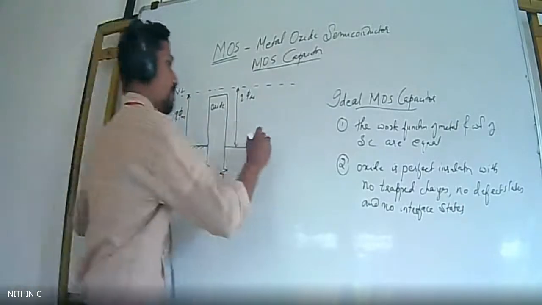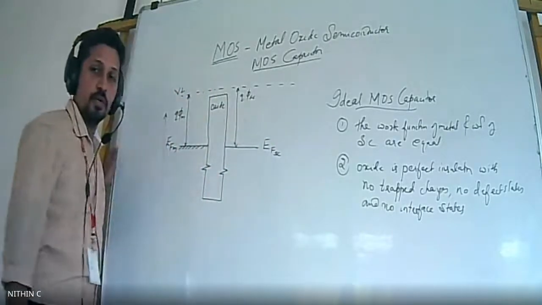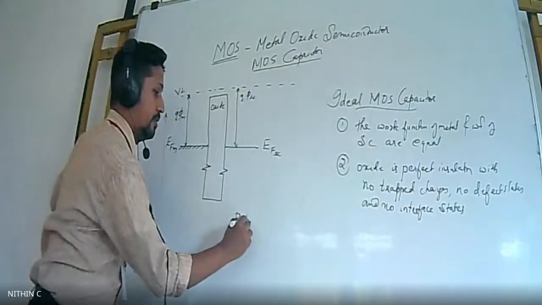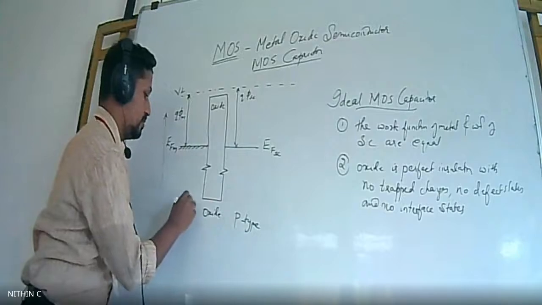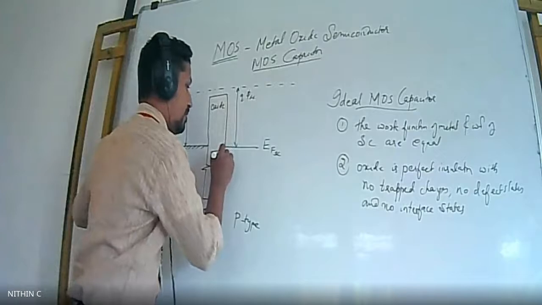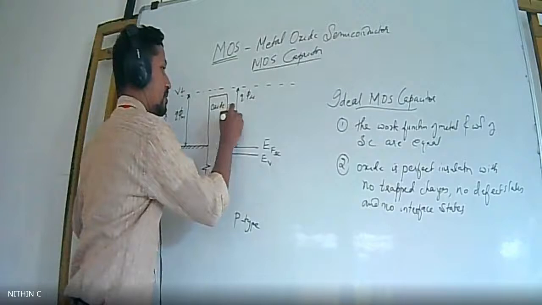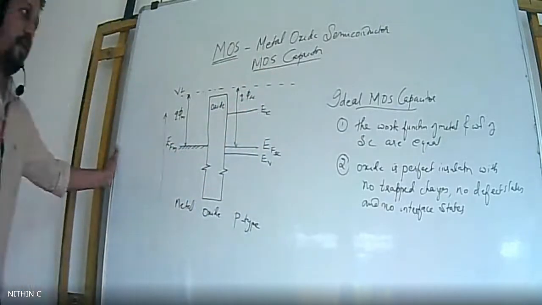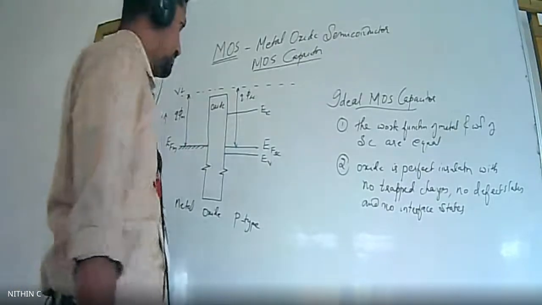Now, what should be the position of the valence and conduction bands? The valence band is close to the Fermi level since we are dealing with P-type. This is the oxide layer, and this is your metal. This is how we form the energy band diagram of a metal-oxide-semiconductor. The valence band has to be closer to the Fermi level, and you take a particular distance and draw the EC. So this is the energy band diagram of an ideal MOS capacitor.